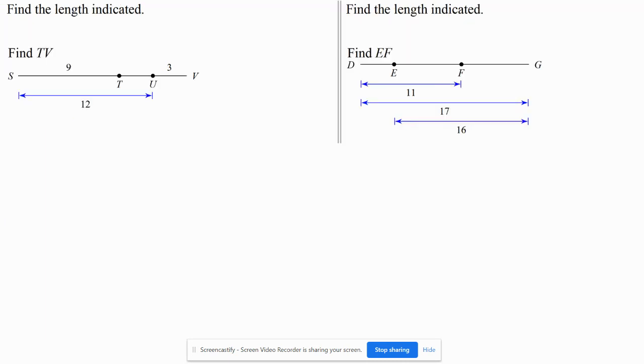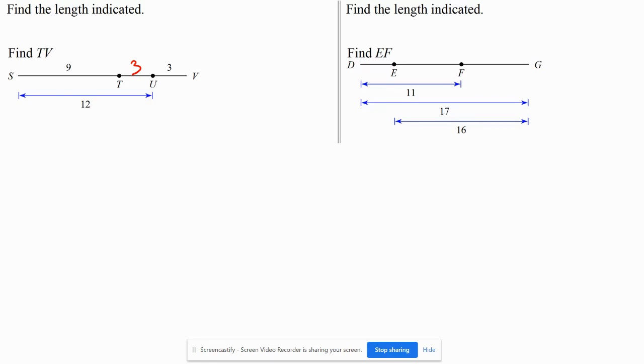Now let's talk about the segment addition postulate. Now here, looking at the blue, it tells me that the distance from S to U is 12. But part of it from S to T is 9. So I know from S to U all the way is 12. Part of it is 9. For me to find out what's TU, I'm going to call it 3 because I subtracted my two values. All right, 9 plus 3 equals 12.